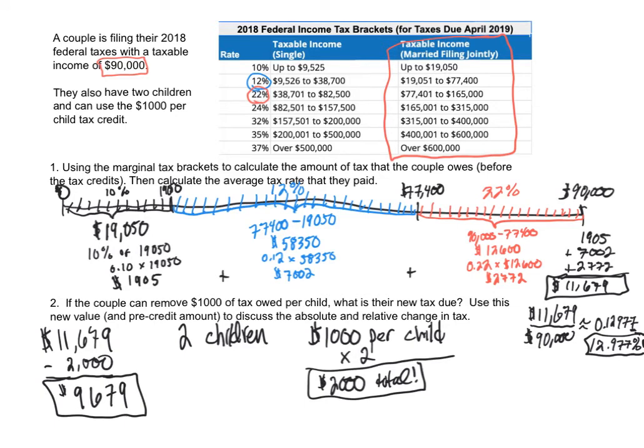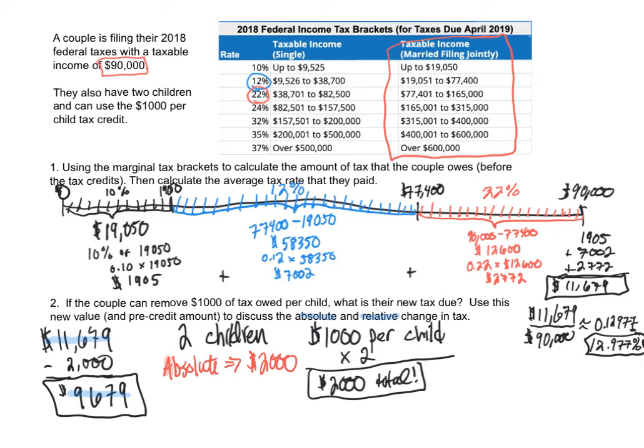Now, this $2,000, if we want to use from this week, if we want to talk about the phrases absolute and relative, we know that the absolute change is just thinking about what their previous amount was and their new amount. So their previous amount was $11,679. Their new amount is $9,679. So what we know here is that the absolute change is just $2,000. They had a $2,000 reduction.